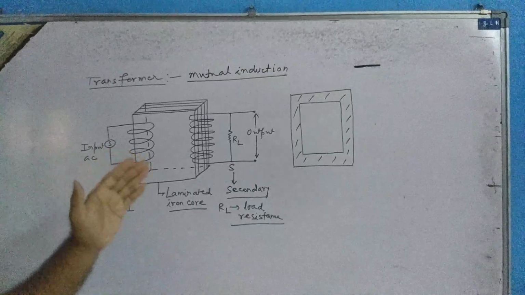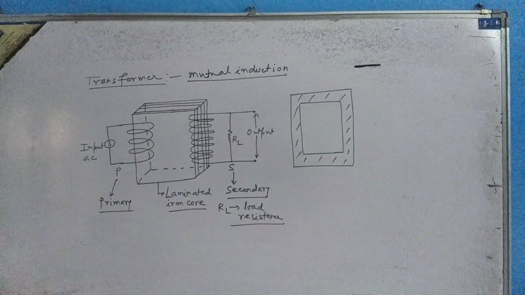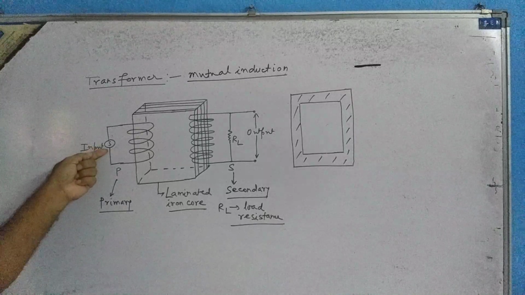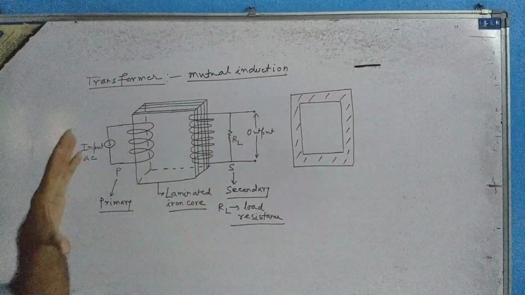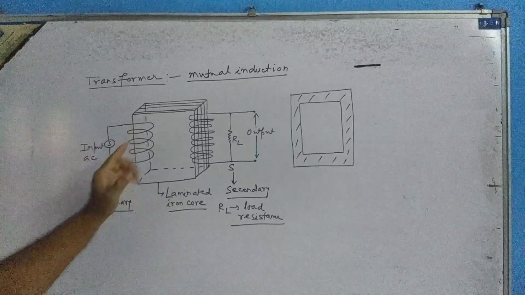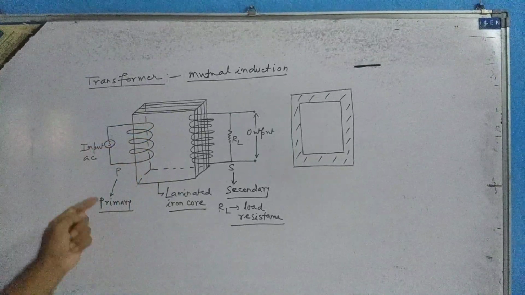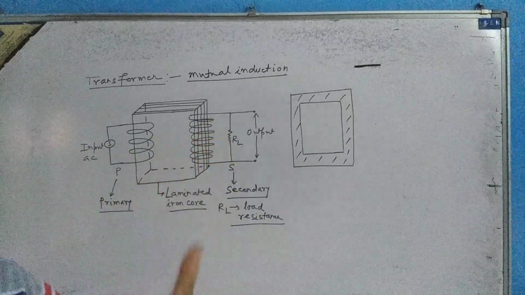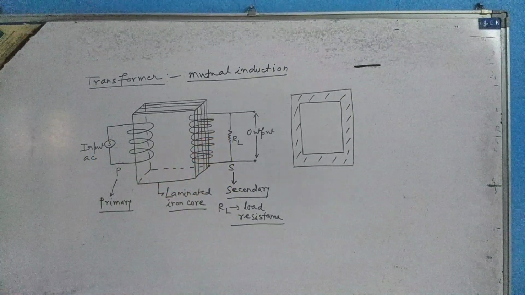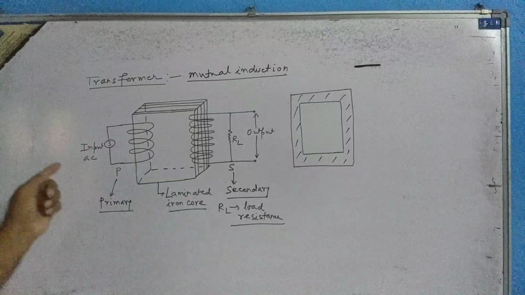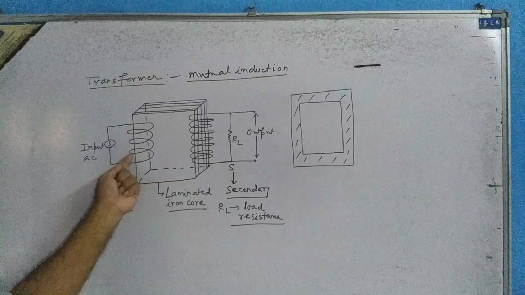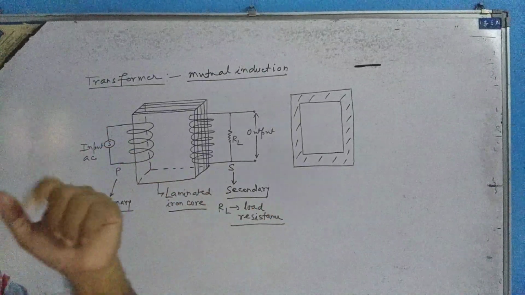Now let us come to the working. What happens in the working process? When input AC is fed, we are feeding the input AC through the primary, then what will happen? In the primary, the current will be changed, a fluctuating current. Current will be changed in the primary. When the current through the primary will be changed, then what will happen?